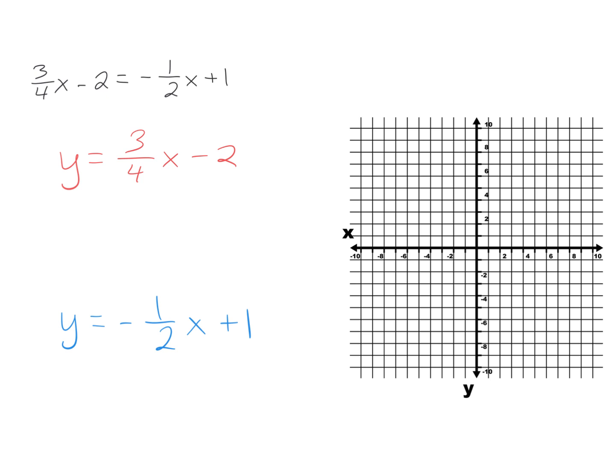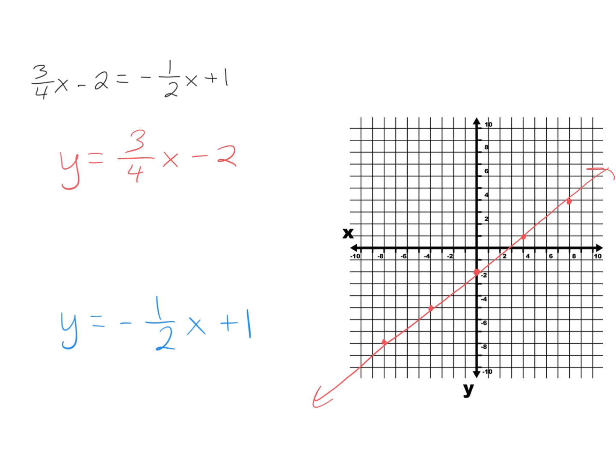Graphing that red one, where do I start? Negative 2 on the y. Where do I go from there? Up 3, right 4. Up 3 over 4. And then go in all directions and draw your line. Straight line, thank you.